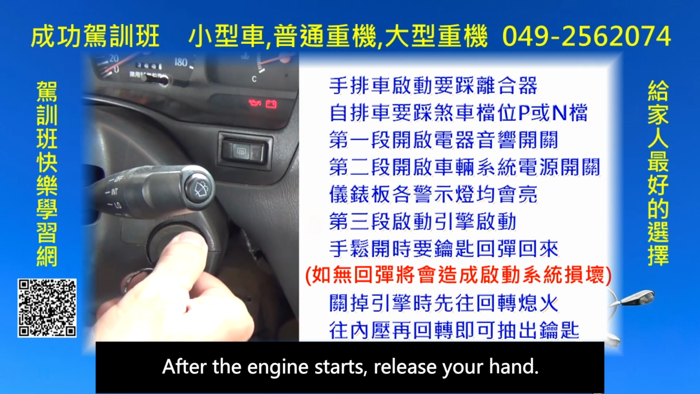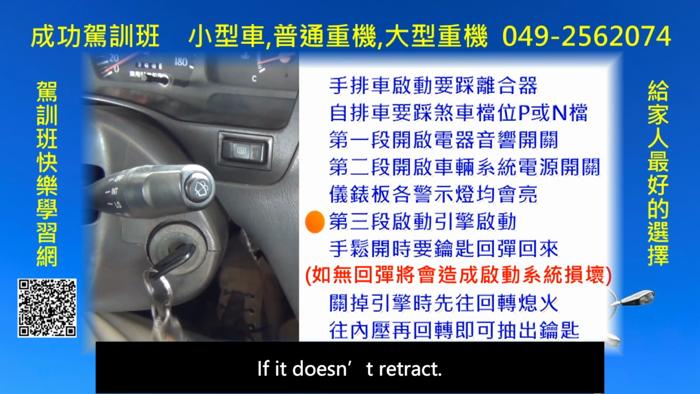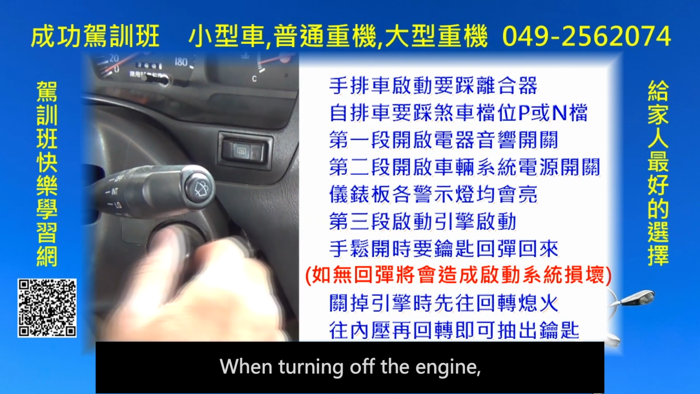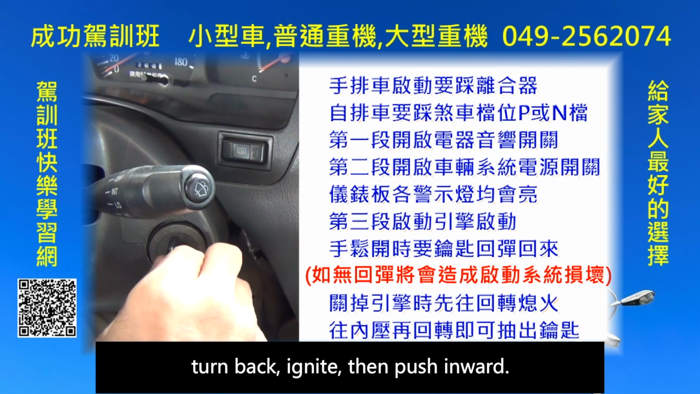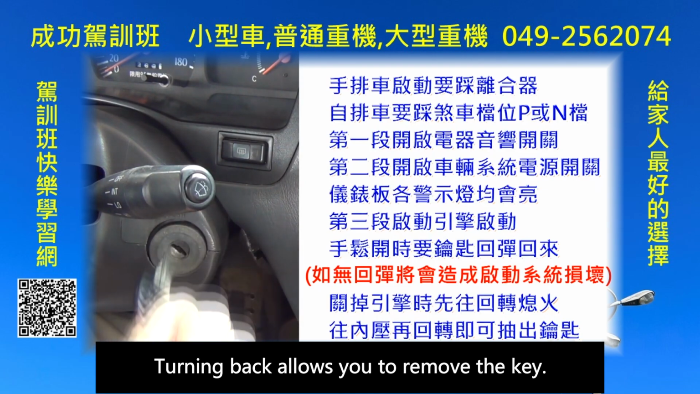After the engine starts, release your hand. The key will automatically retract. If it doesn't retract, it can damage the starting system. When turning off the engine, turn back, ignite, then push inward. Turning back allows you to remove the key.